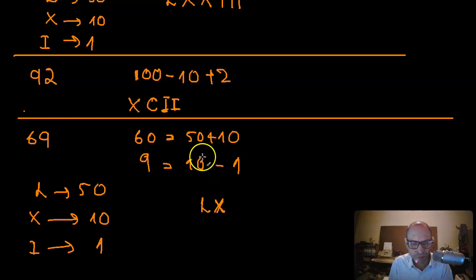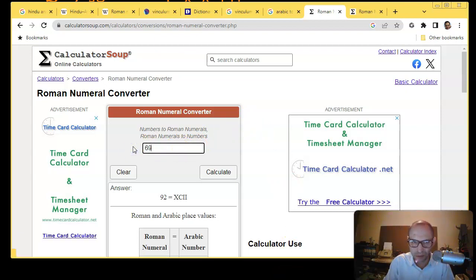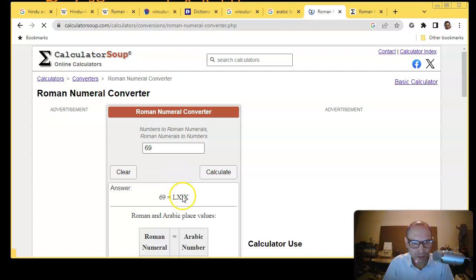And then I have to make a 9, which is essentially an X minus a 1, with the 1 on the left hand side. So then you have to put these two together. Then LX IX, that is basically a 69. And if you take a look at your calculator, a 69 would be LX IX, right?